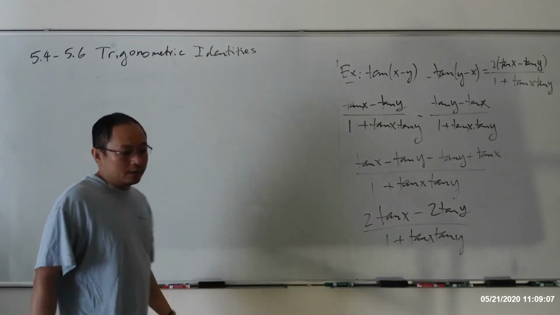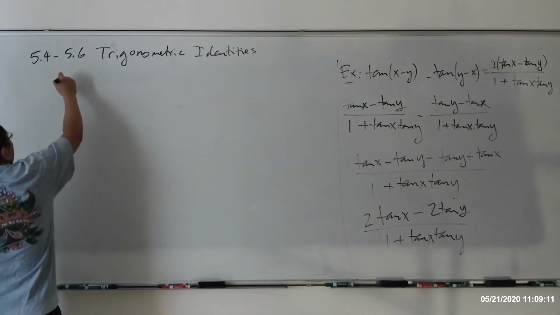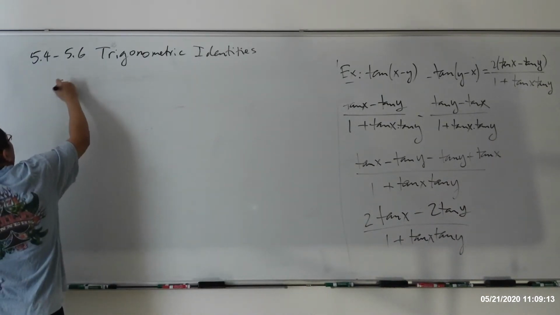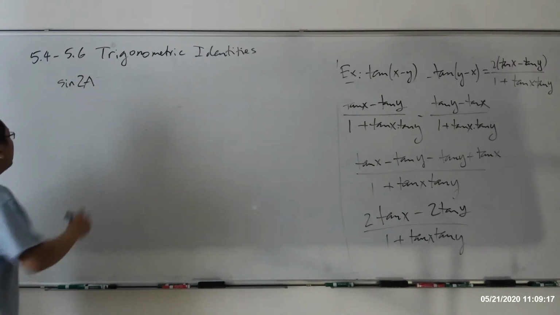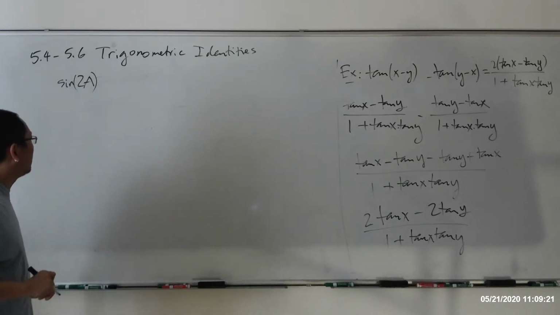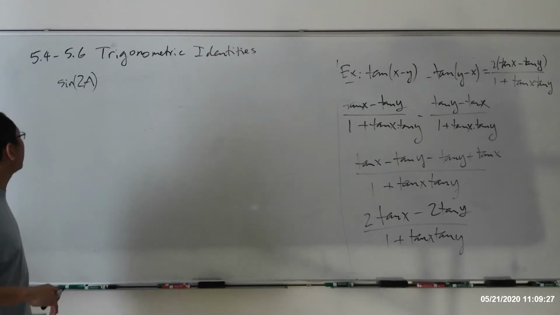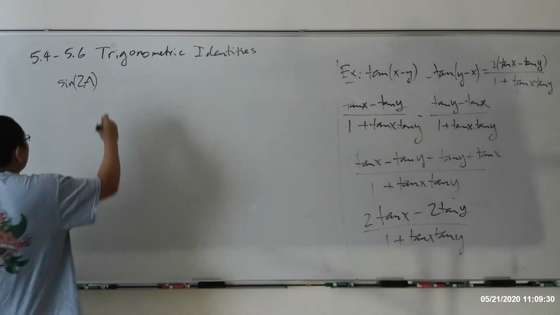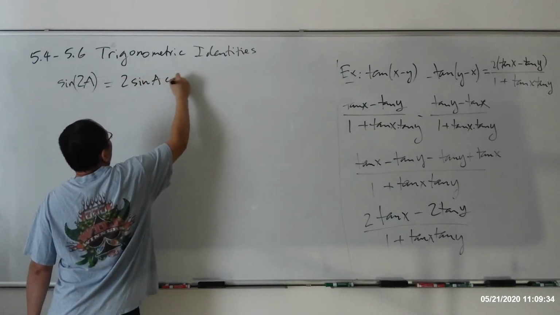Now we talk about something called the double angle formula. So double angle means this. You see something like sine of 2a. 2a is the angle. Okay, so whatever a is, say a is 30, 2a means 60. If a is 40, 2a is 80. Sine of 2a is equal to 2 times sine a cosine a.